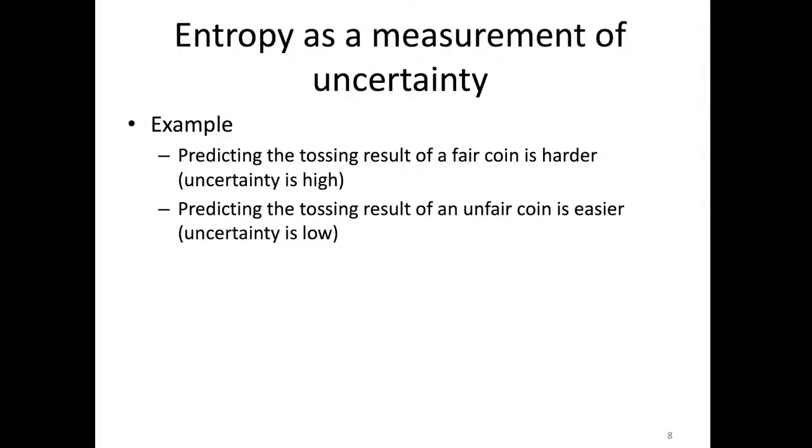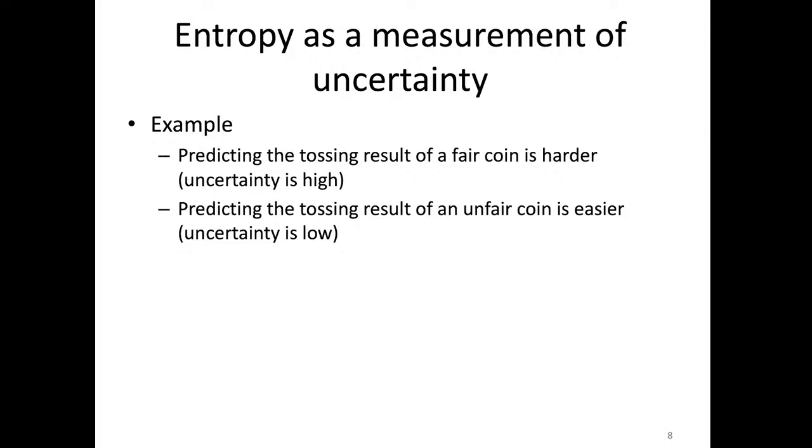Then it's hard to predict the result. On the other hand, if the coin is very unfair, then predicting the result becomes easier. If you know that this coin is 90% head, 10% tail, then it's more likely to get a head. Okay, so it's an easier predicting task.